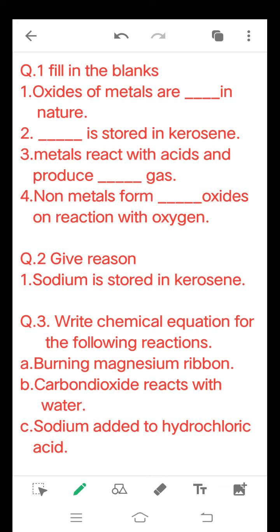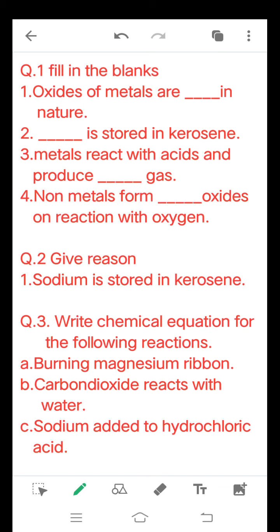Question number 2, give reason: sodium is stored in kerosene. Sodium, being a very reactive metal, reacts with water to produce heat. It generates a lot of heat and catches fire. To prevent its contact and to prevent that release of heat, sodium is stored in kerosene.